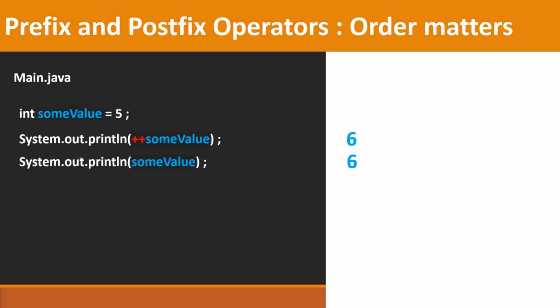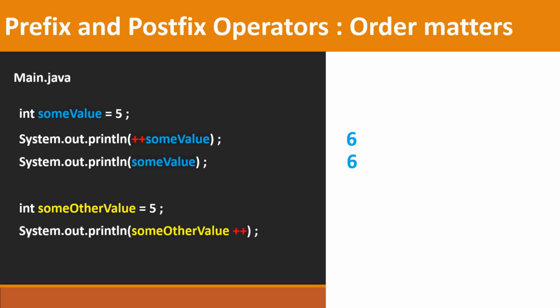But now let's take a look at another example. Let's declare another variable, some other value. We'll again initialize it as 5. But this time when we print it out, we're going to use the increment operator as a postfix operator. In other words, we're using it after the variable.